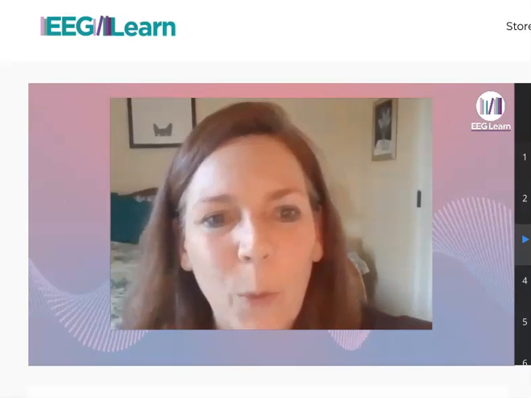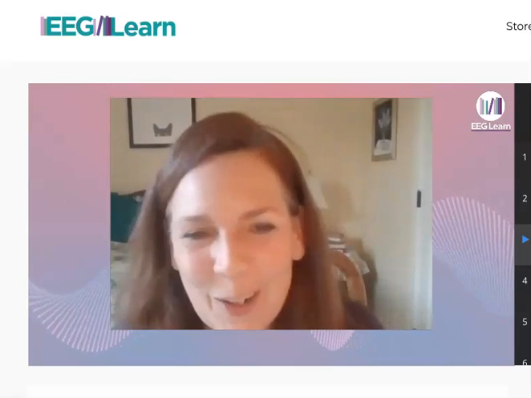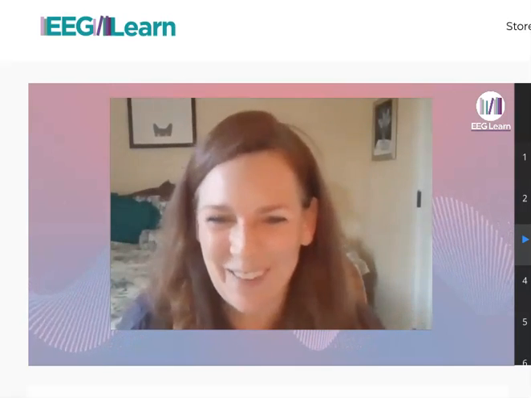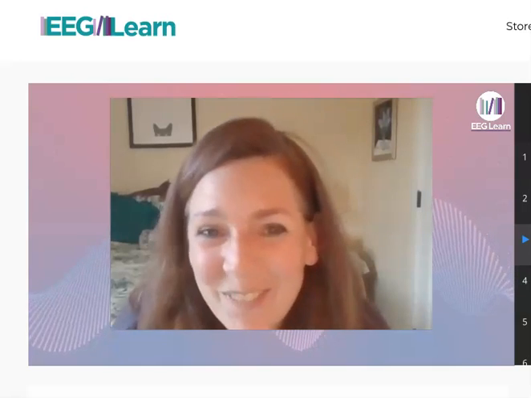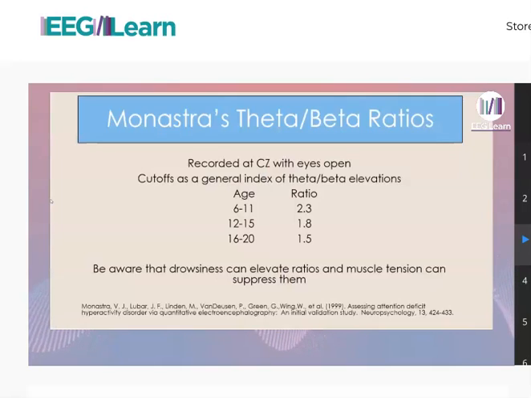So I did try to look for an example of a normal theta to beta ratio, but I couldn't find one in my client files. So I'll keep looking. Anyway, here are the age norms for the theta to beta ratios. You also have a handout of this slide available. And what I did was I just memorized these. It's not that hard. It's 3 sets of numbers.